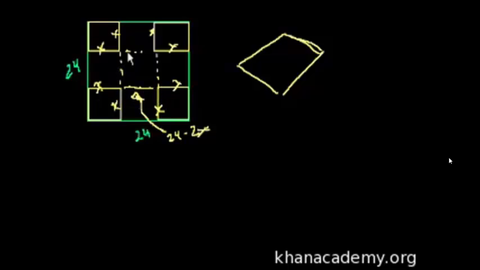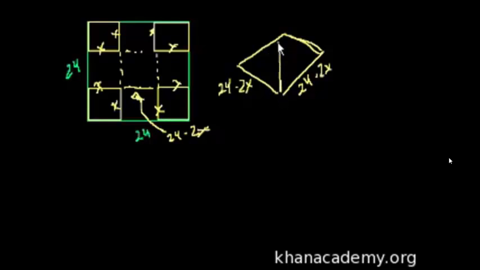And of course, this is going to be the same length. This is going to be that same length. All of these sides of the base are 24 minus 2x. So it's 24 minus 2x. And then this side is also 24 minus 2x. And then what is going to be the height of this open box that we're creating?